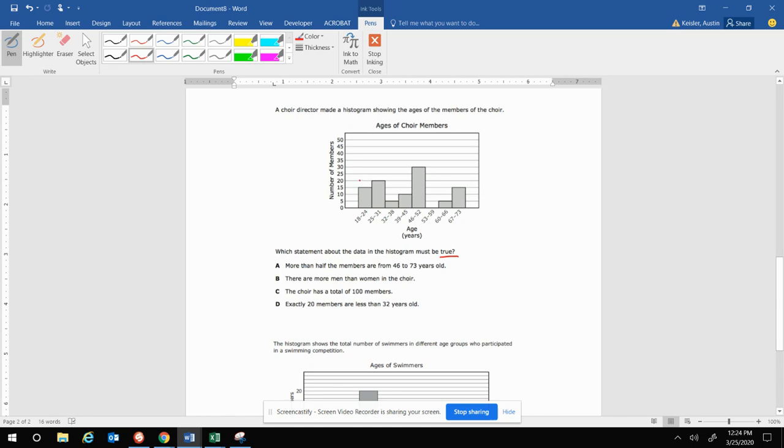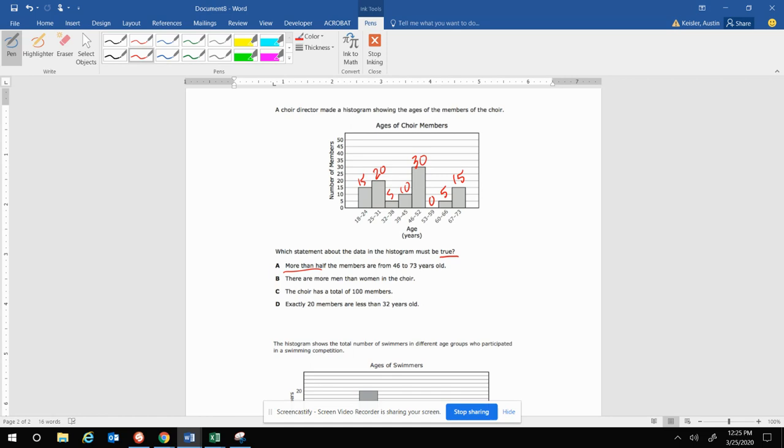So from 18 to 24, there's 15. From 25 to 31, there's 20. From 32 to 38, there's 5. And then so on, there's 10. There is 30, 0, 5, and 15. So much like dot plots, we're going to have to go down and prove each one of these to figure out which one the right answer is. So this says more than half of the members are from 46 to 73. Well, we're going to have to make a fraction.